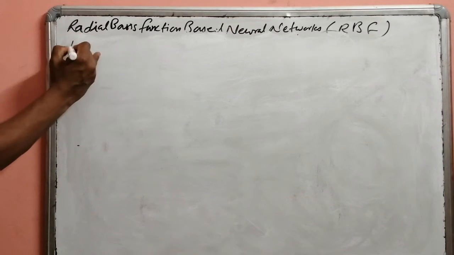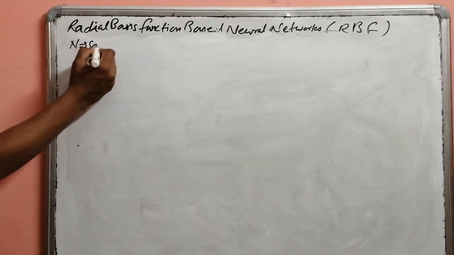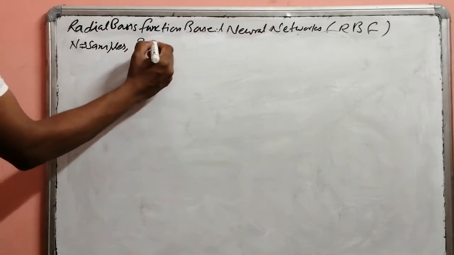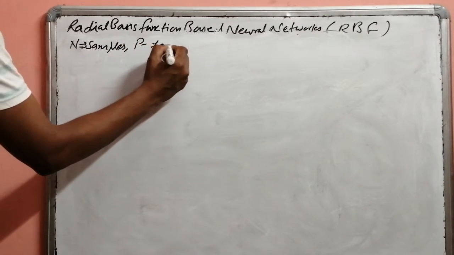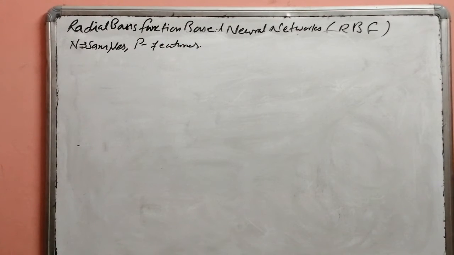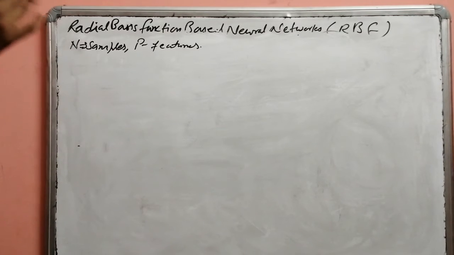There are n number of samples distributed over p number of features, and we have to make use of radial basis function based neural networks to classify them.